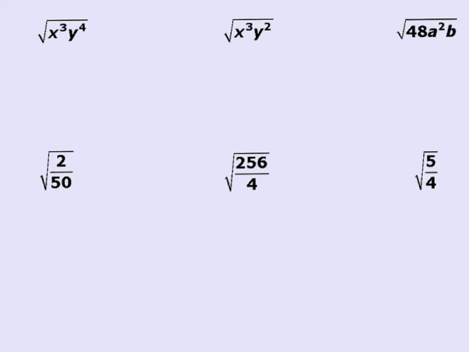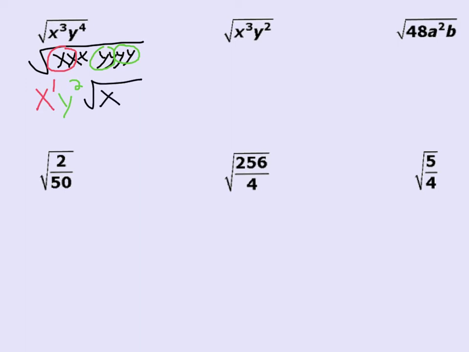All right, on this page we have a lot of examples. If you want to hit pause and do them yourself, you can. Otherwise, you can follow along. All right, so I wrote 3 x's and 4 y's. So now I'm going to count how many partners I have, how many pairs. I have 1 pair of x's and I have 2 pairs of y's. And what's left inside is just one little x. So this x comes right here and it's left inside. So here's my answer.